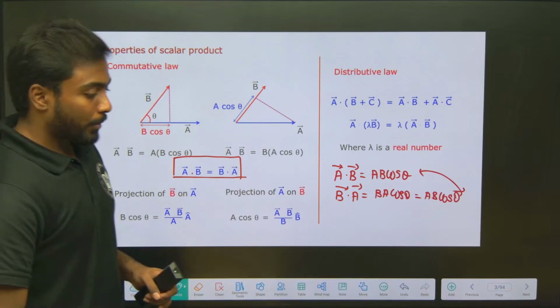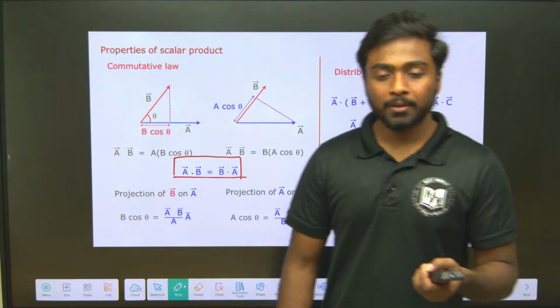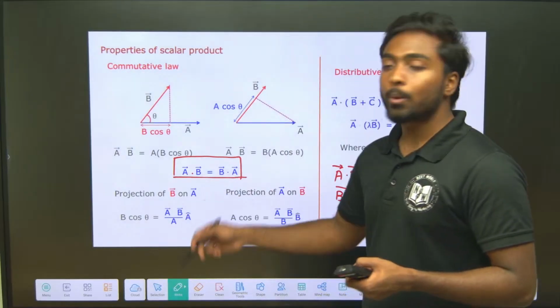When I talk about the commutative property for the vector product, it will not be equal in the vector.